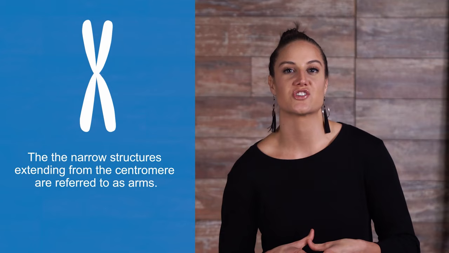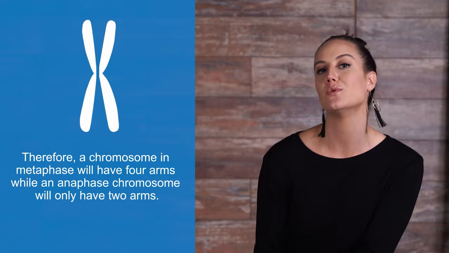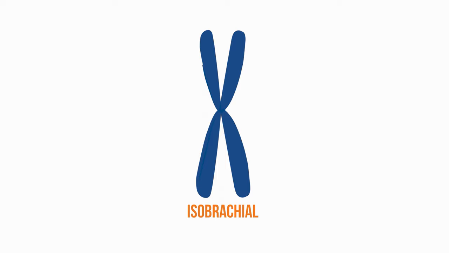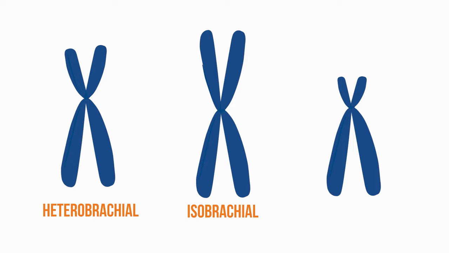The narrow structures extending from the centromere are referred to as arms. Therefore, a chromosome in metaphase will have four arms, while anaphase chromosomes will only have two arms. If a chromosome's two arms are equal, it is referred to as an isobrachial chromosome. And if the two arms are unequal in length, it is referred to as a heterobrachial chromosome. If a chromosome has arms that are not equal, then the shorter arm is classified as P, and the longer arm is classified as Q.